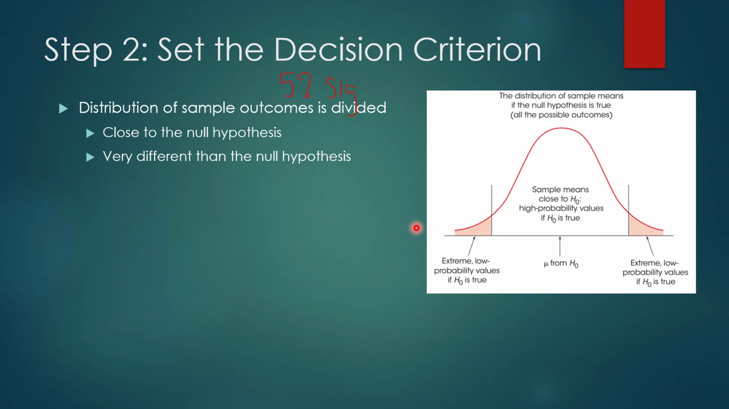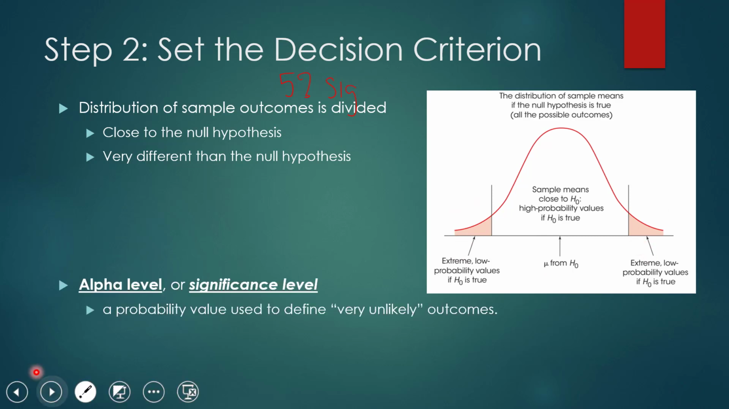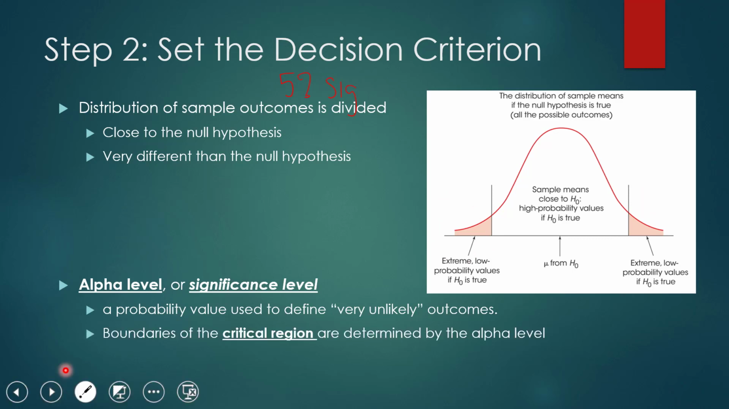And then we have these extreme scores here out in the tails. And they're extreme, low probability values if the null hypothesis is true. So we have values close to the null hypothesis and very different from the null hypothesis. Putting that into words, a probability value is used to define very unlikely outcomes. So these areas out here in the tail are very unlikely. Another way of thinking about them is that they're boundaries of the critical region, determined by the alpha level. So these boundaries are determined by the alpha level, and these areas out here are the critical region.